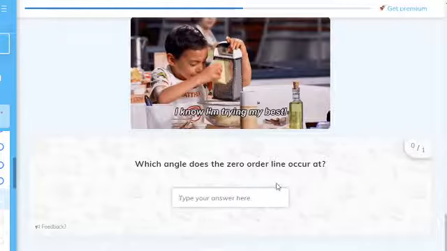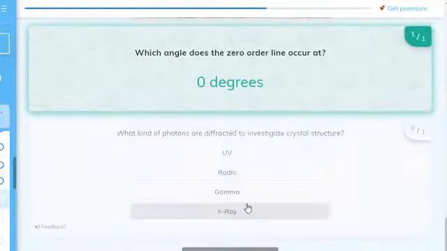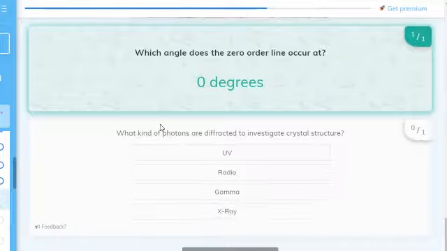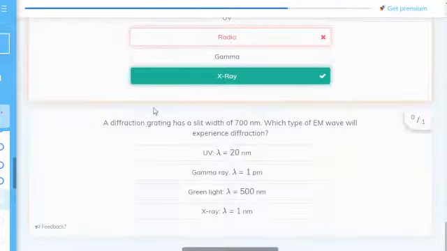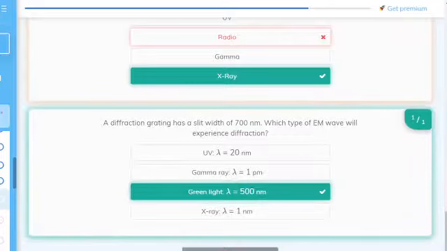What angle does the zero order line occur at? Zero, because it's the normal. What kind of photons are diffracted to investigate crystal structure? Probably gamma. A diffraction grating has a slit spacing of 700 nanometers. What type of EM waves would experience diffraction? Probably green light, considering it's the closest.